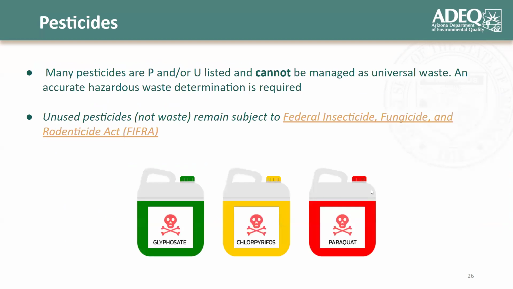If you do have a pesticide that you do not want to use for its intended purpose, and then decide to discard it, the generator must make an accurate hazardous waste determination, because many pesticides are P and U listed hazardous waste and therefore cannot be managed as universal waste. If you have questions about unused pesticides, you will need to reach out to FIFRA.